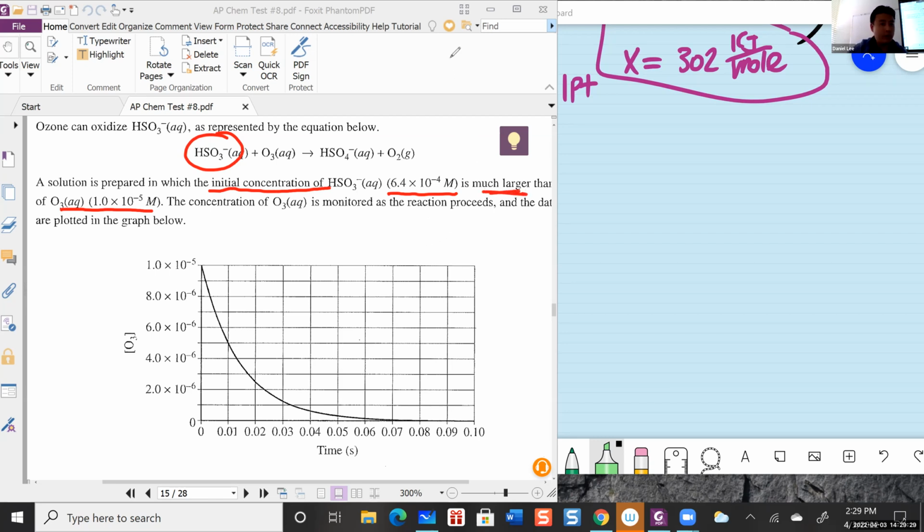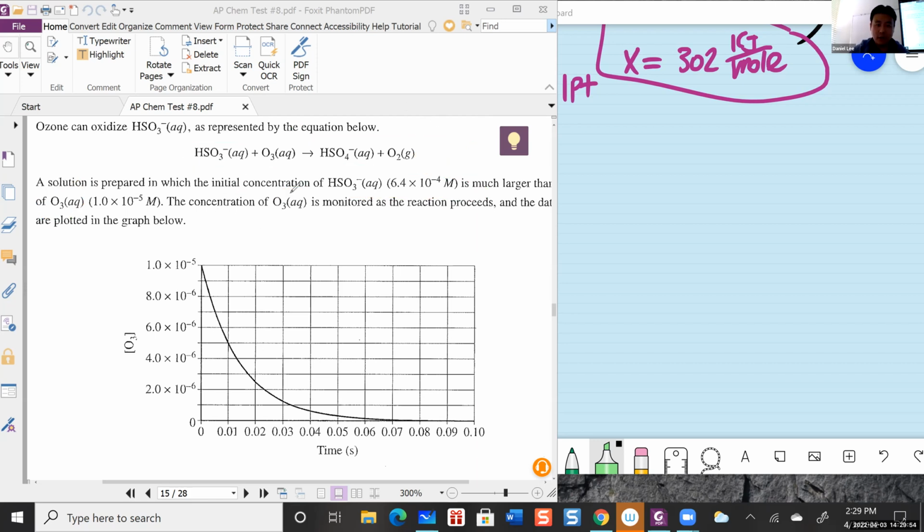That is a weird way to say that HSO4 minus is so large, don't worry about it changing. It's constant. So when the reaction proceeds, this is going to be rather constant. It's not going to decrease much. Ozone will decrease quite a bit. That's what they're trying to say. So anyway, let's ignore all that.